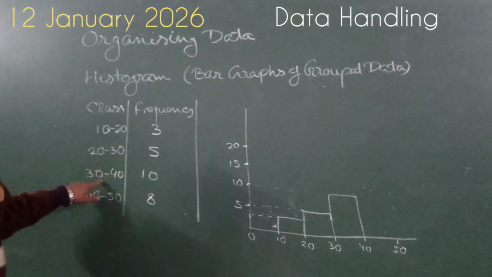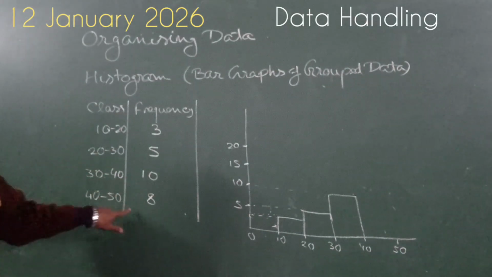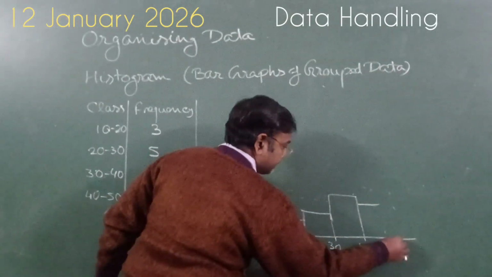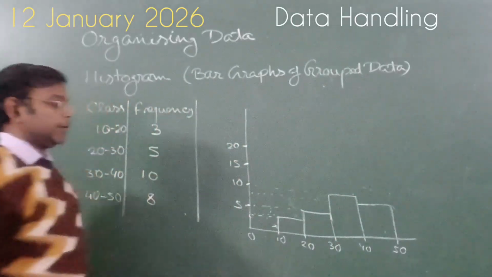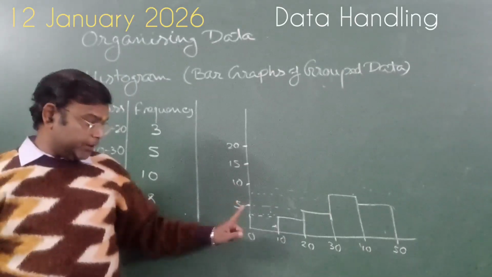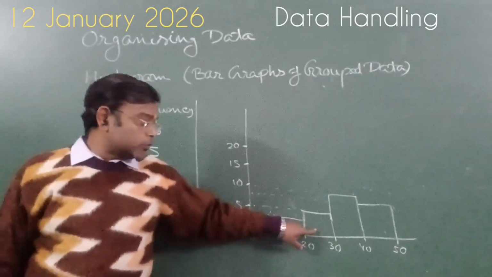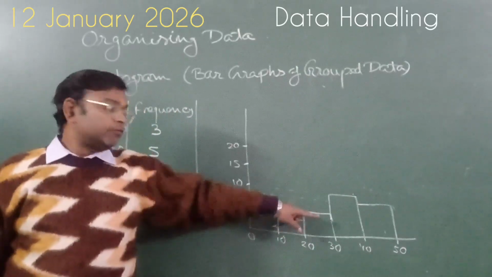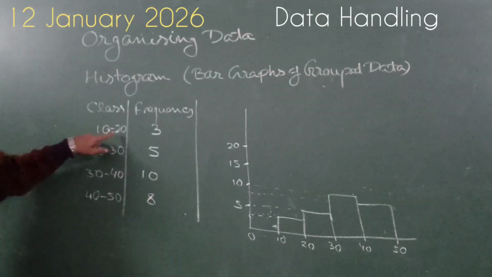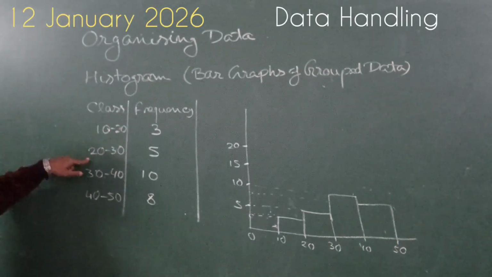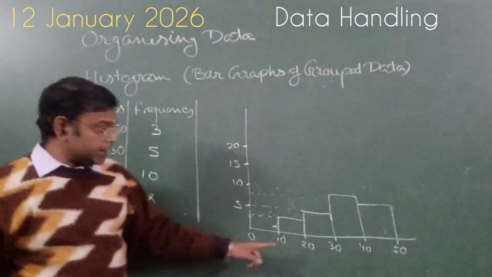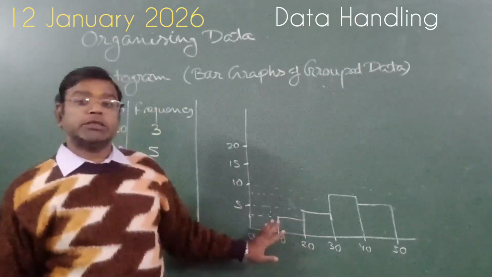For 30 to 40 there are 10, then 40 to 50 is less than 10. Likewise, you will draw the graph, but be careful. See, there is no gap between the bars, because these data are continuous. If you take 20, there is no gap between the upper limit and the lower limit. So we do not place any gap over here. Hope this is clear to you.